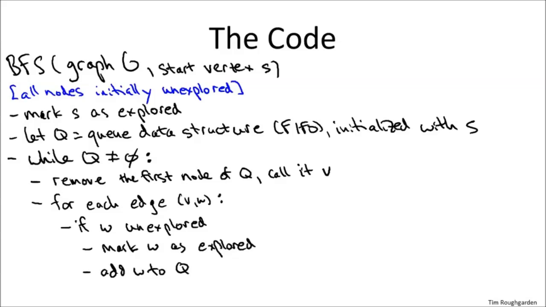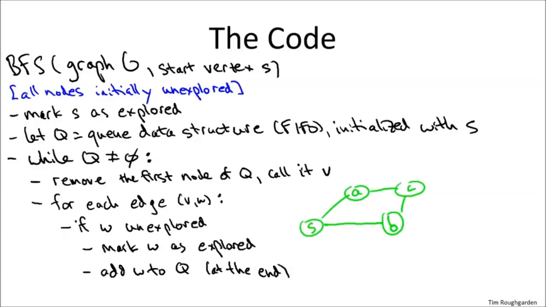So let's see how this code actually executes in the same graph that we were looking at in the previous slide. And what I'm going to do is number the nodes in the order in which they are explored. So obviously the first node to get explored is S. That's where the queue starts. So now when we follow the code, what happens? Well, in the first iteration of the while loop, we ask, is the queue empty? No, it's not, because S is in it.